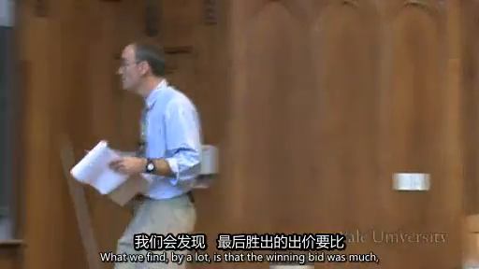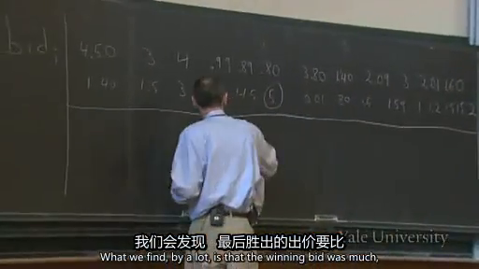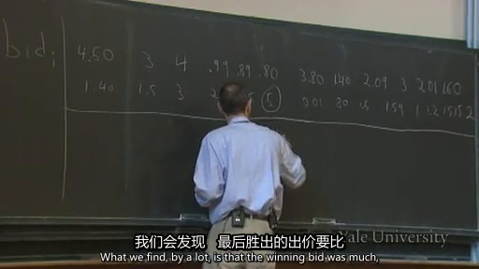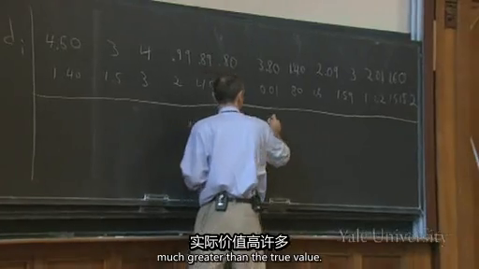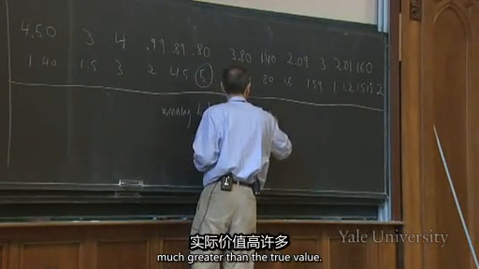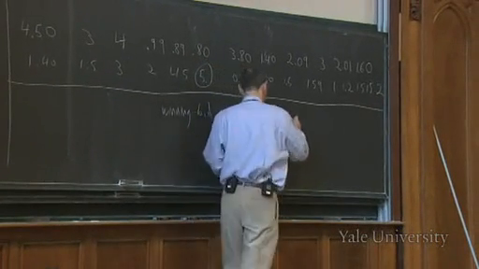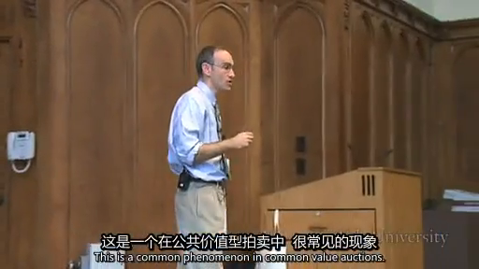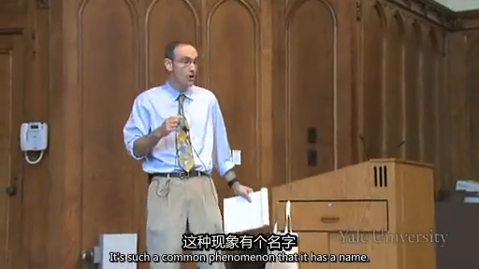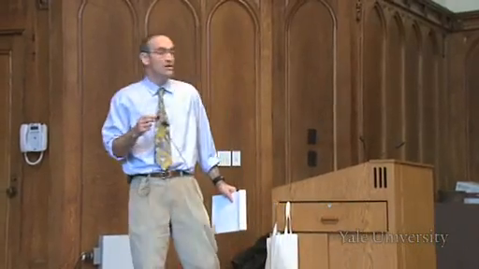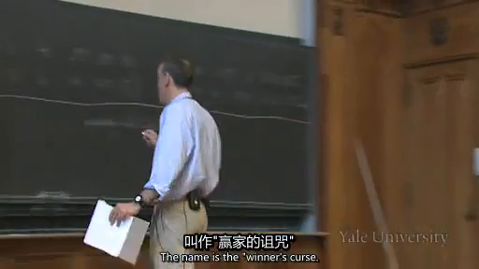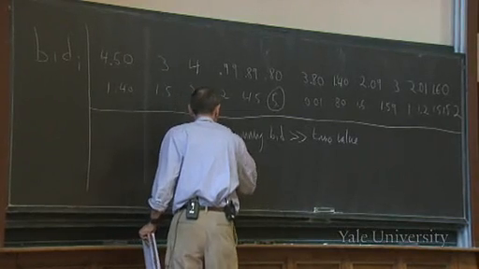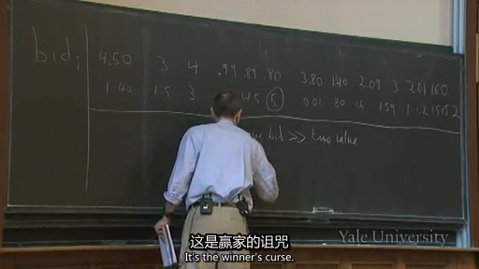What we found is that the winning bid was much, much greater than the true value. And this is a common phenomenon in common value auctions. It's such a common phenomenon that it has a name. The name is the winner's curse.